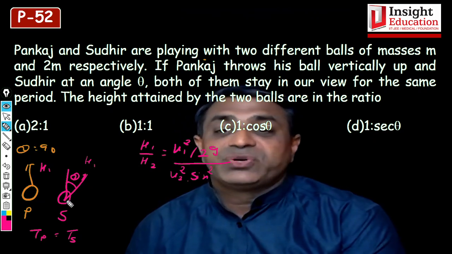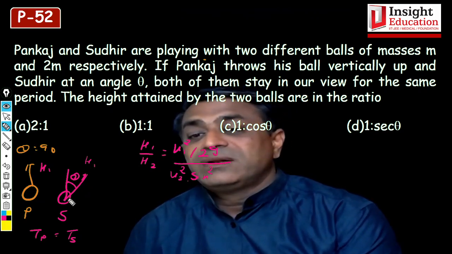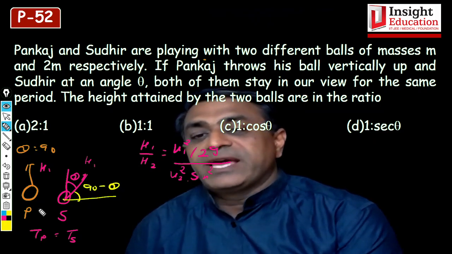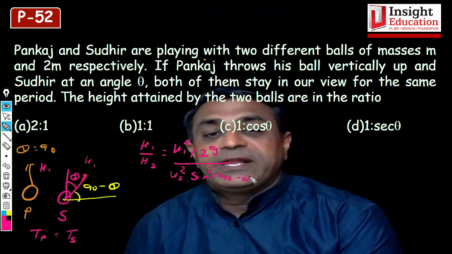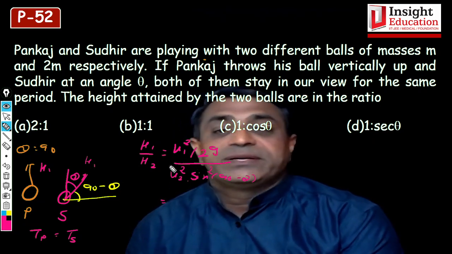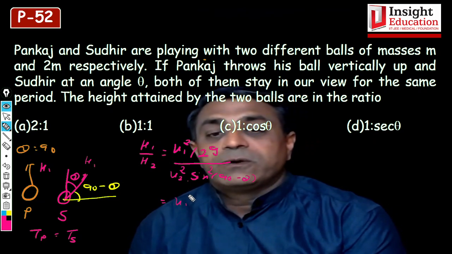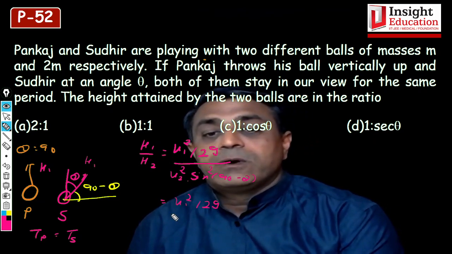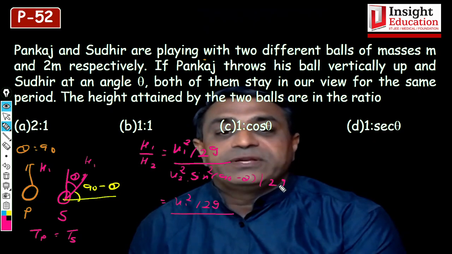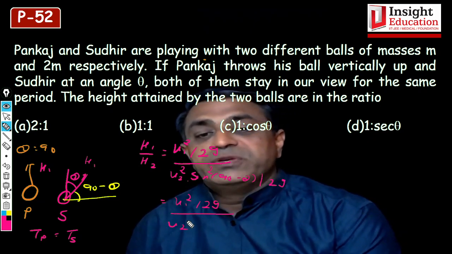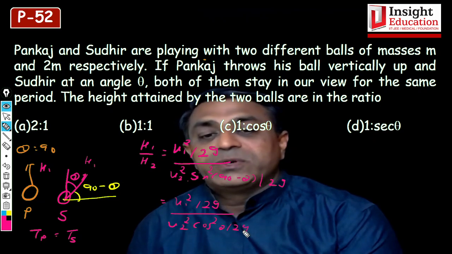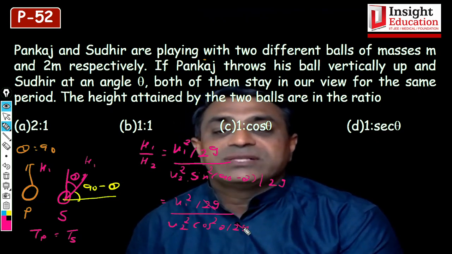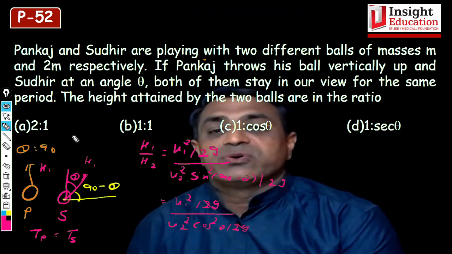So theta, should it be with vertical or with horizontal? With horizontal. So with horizontal, this angle is 90 minus theta. So sine square of 90 minus theta. So I can write u1 square by 2g upon, similarly, u2 square sine square of 90 minus theta, which is cos square theta, upon 2g. So 2g cancels. So u1 square upon u2 square cos square theta.